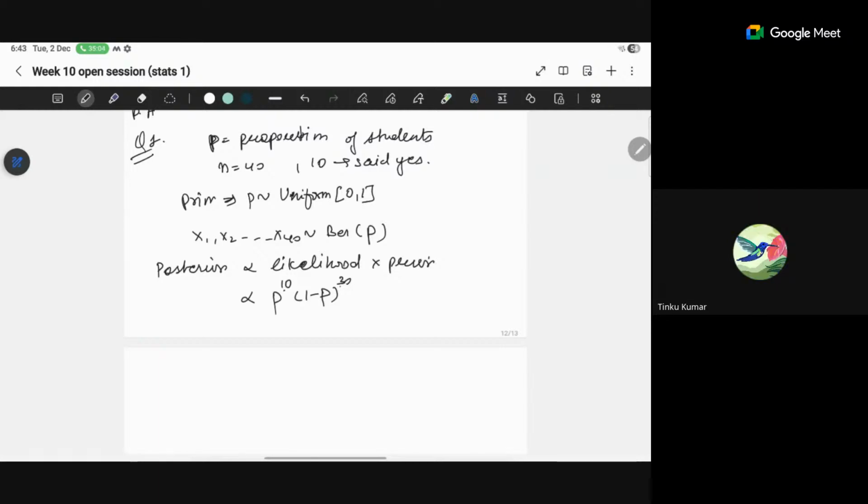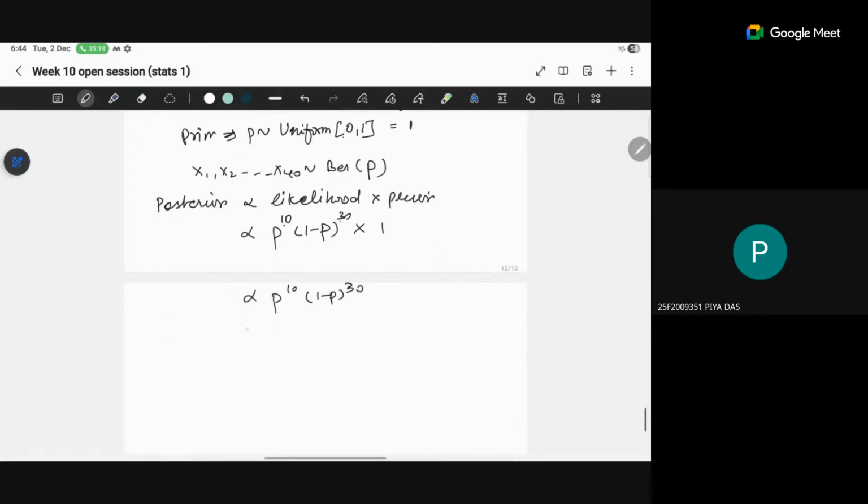What is my prior? It's following a uniform distribution. What is the prior density here? It will be 1. So this is 1. So this will be P raised to the power 10, 1 minus P raised to the power 30. Now I can write this as P raised to the power 11 minus 1 and 1 minus P raised to the power 31 minus 1. Can I?